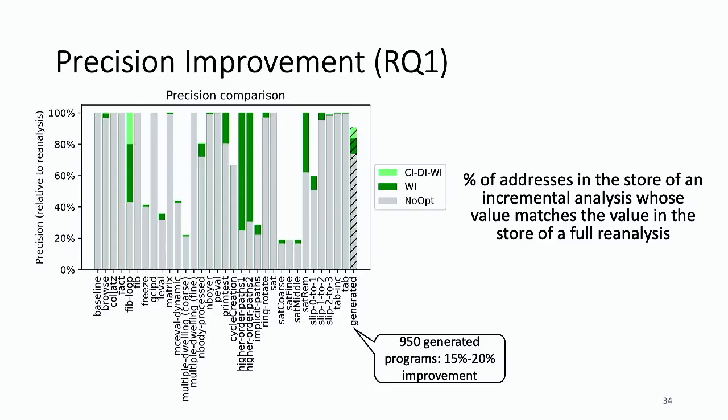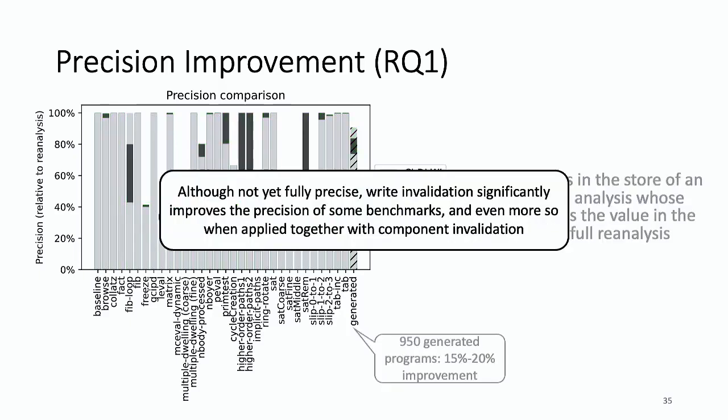And we see that for the generated benchmarks, approximately 50 to 20% of addresses now is fully precise, which is of course a significant improvement. And also we see that, for example, for flip loop and the generated benchmarks, reinforcing the component invalidation with write invalidation yields some additional benefits. So although we're not yet fully precise, write invalidation significantly improves the precision of some benchmarks, and even more so when applied together with component invalidation.